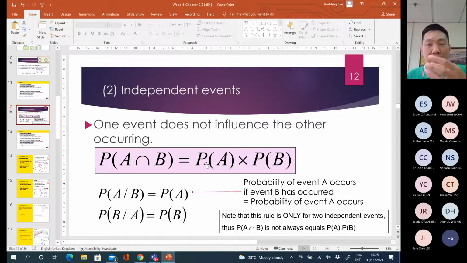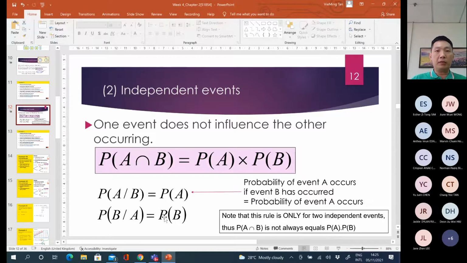Choosing two balls one by one with replacement means that after choosing the first ball, return the ball inside the box before choosing the second ball from the box. After choosing the second ball, note down the color and then return the second ball inside the box. These types of events are considered independent events. So if you see this type of question, then you apply this formula. Probability A intersect B is equal to probability A multiply probability B, because A is not affected by B, and B is also not affected by A.